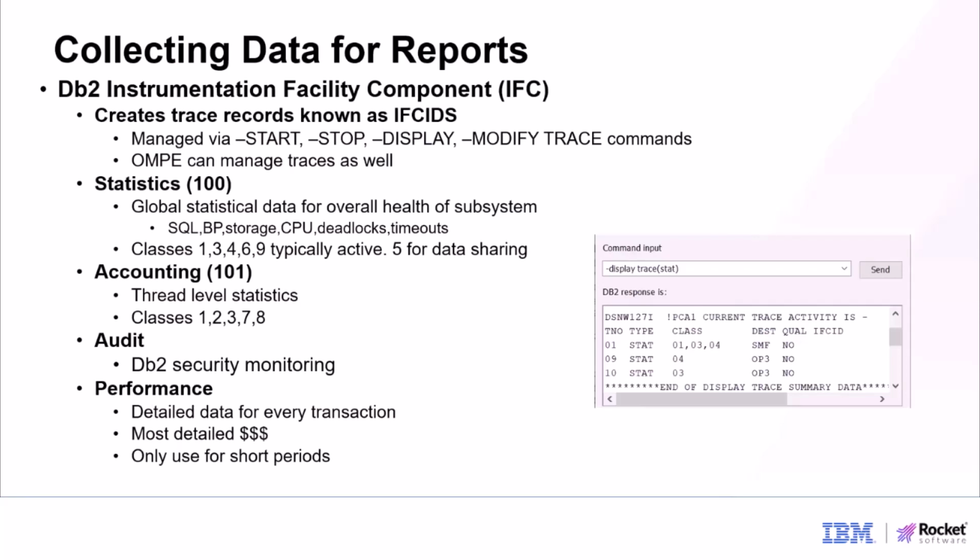So again, refer to the DB2 manuals to get more details on these, but this is just a high-level overview of the different trace classes that are available for when you're running your reports.